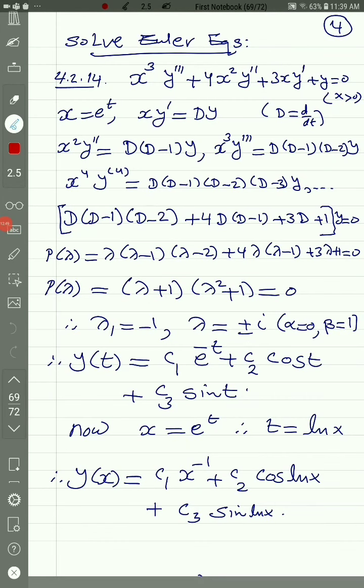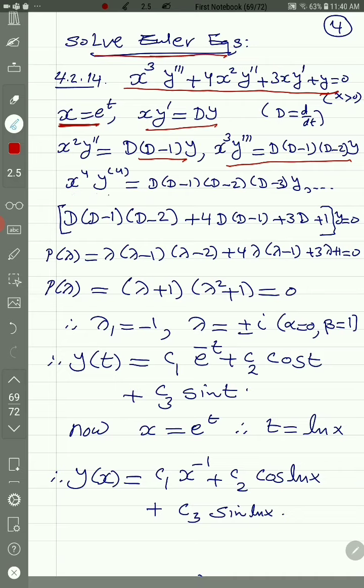Okay, let's take another now, solving Euler equation. I already introduced Euler equation. This is a 3rd order Euler equation. As I told you before, you need x = e^t. So this is the substitution I introduced in the first video.